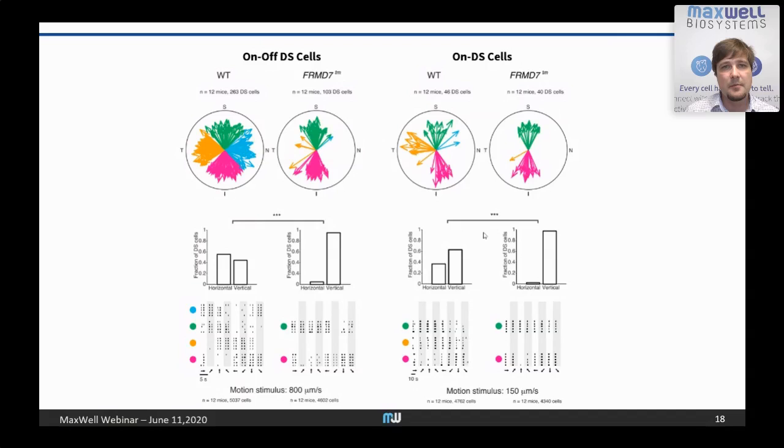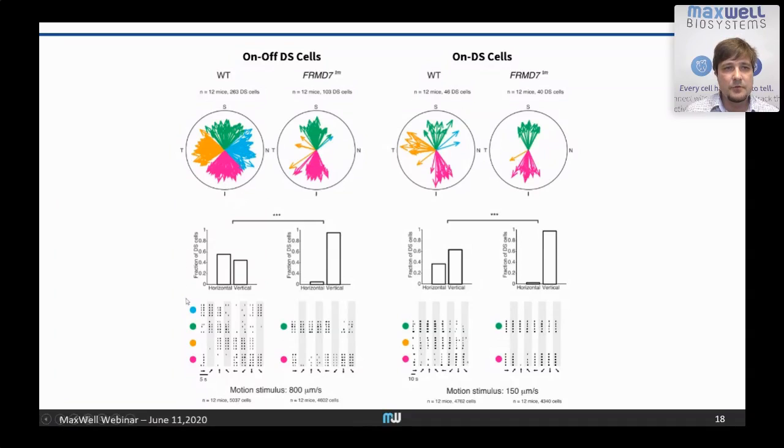They placed it on the MEA, and they determined the response properties of on-off direction selective cells and on-direction selective cells. We do know from the literature that the slowly tuned on-direction selective cells are the major drivers of the optomotor and the optokinetic reflex. And as evident by the polar plots, horizontal direction selectivity is missing in the mutant animals, both in the on-off direction selective cells and the on-direction selective cells.